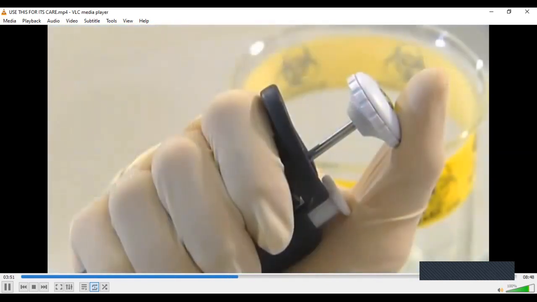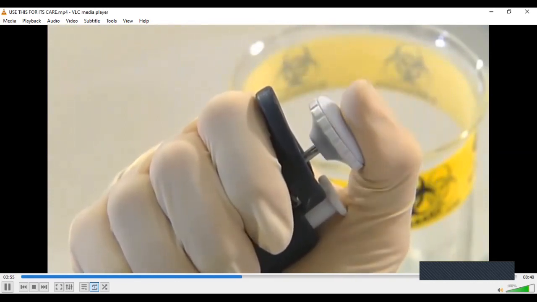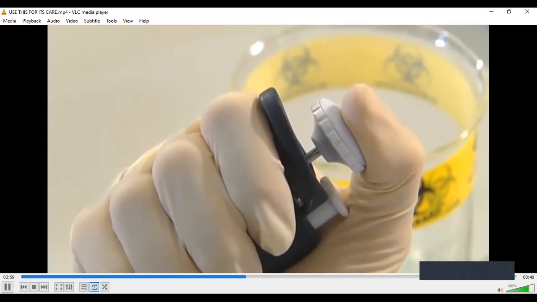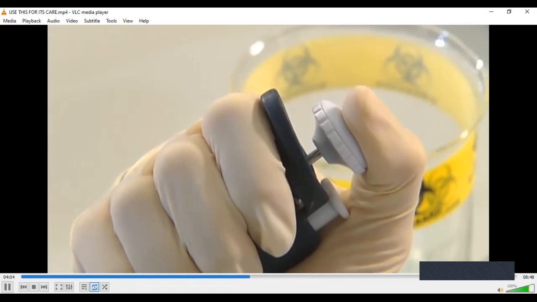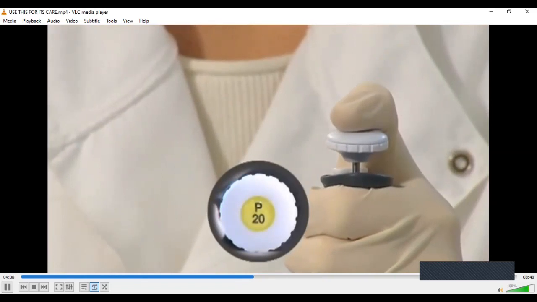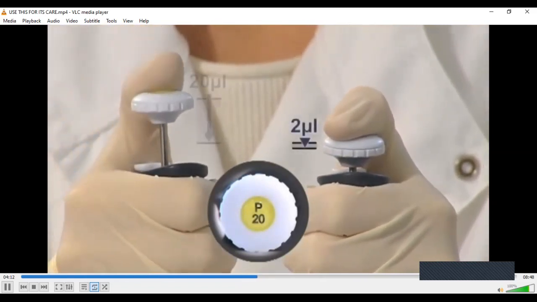Liquid is drawn in and expelled using the pipette's push button. Gently apply pressure to the button with your thumb until you feel a natural stop. This is called the first stop. The distance you need to push the push button down will vary depending on the volume you require. A P20 set to 2 microlitres will require less push button movement than a P20 set to 20 microlitres.